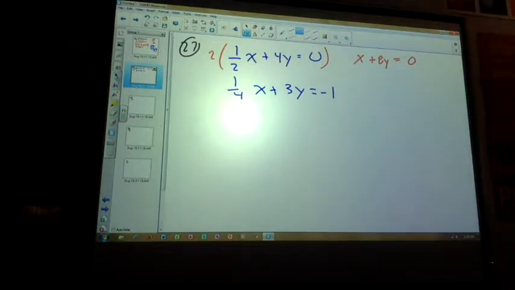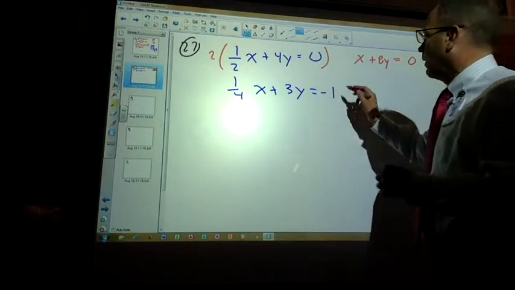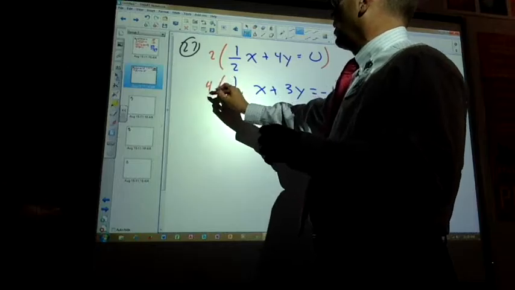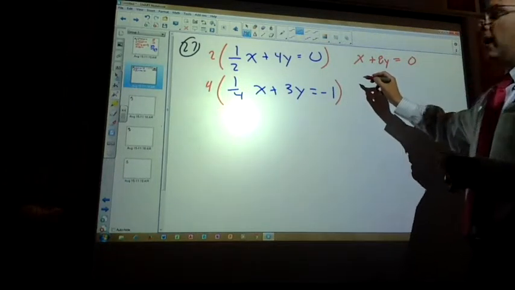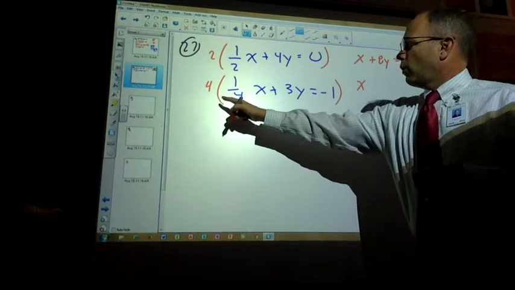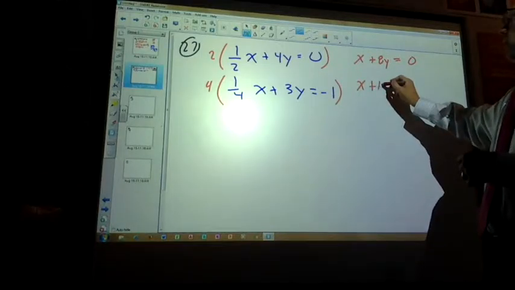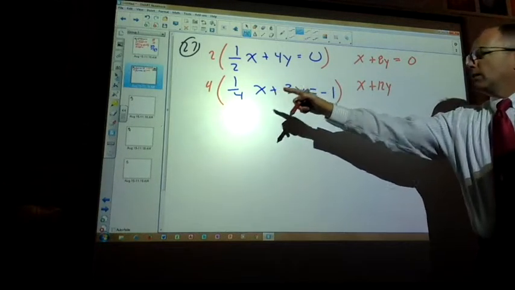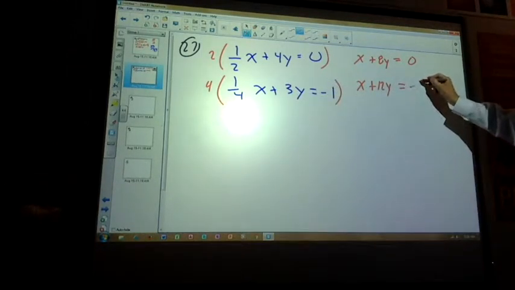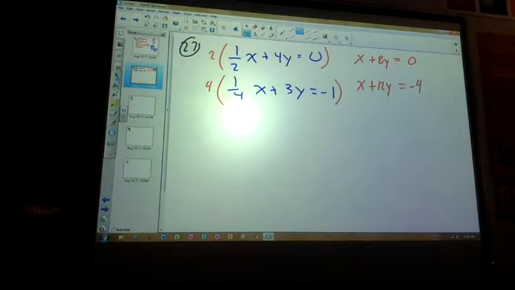What should I multiply all three terms by on the second equation? 4. Okay, because I have a denominator of 4. 4 times 1/4 is 1x, which is just x. 4 times 3 is 12. I get the y in there. And then 4 times negative 1. So now I have cleared the denominator of both equations. Agree? If I add the two equations together as they sit, I'm going to get 2x plus 20y equals negative 4. So none of the x's or y's fell out.